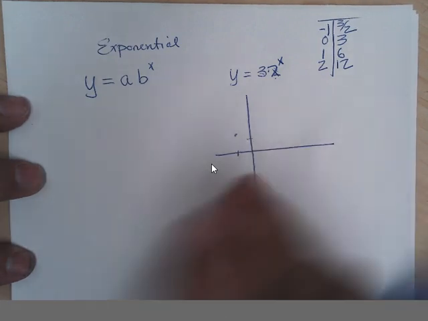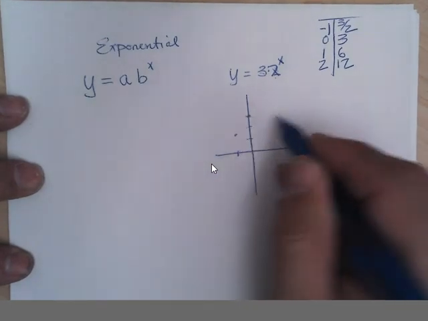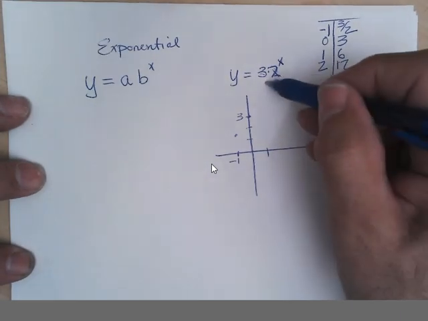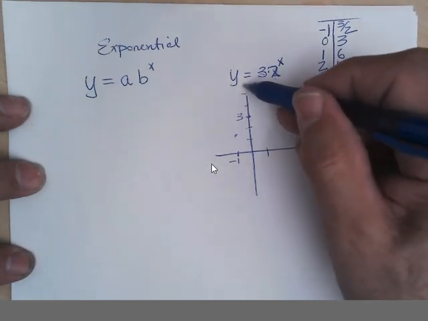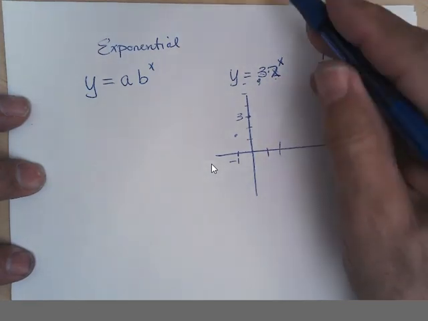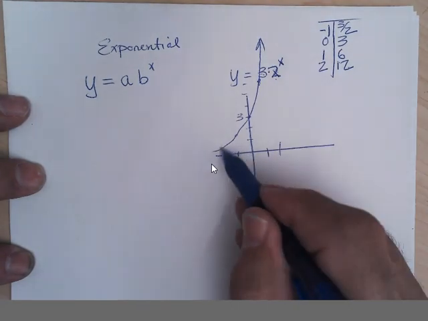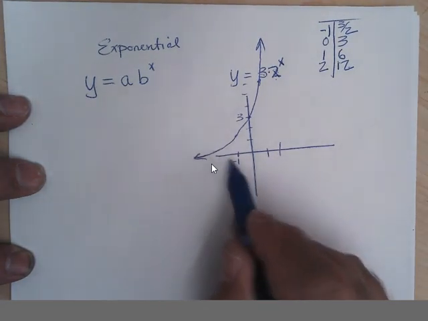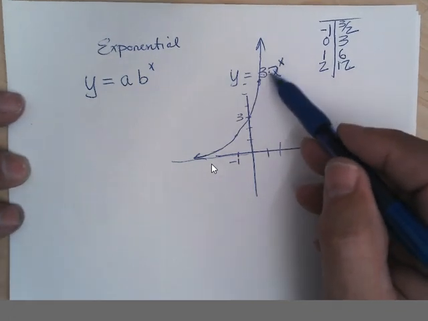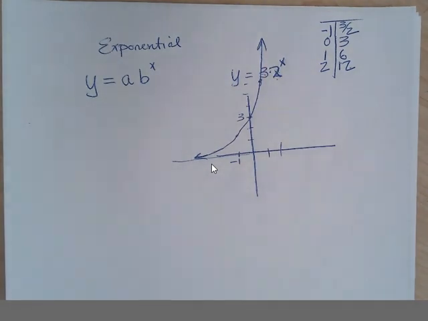At 0, it's at 3. And at 1, it would be at 6. And at 2, it'd be off my paper, and it's going to do something like this. And it's never going to go below 0 because it's always going to be a positive number to a power. It's going to look something like that. That's what an exponential looks like.